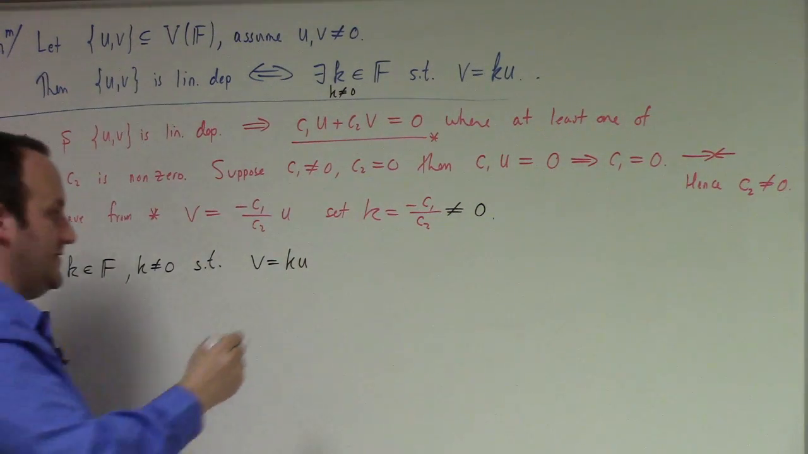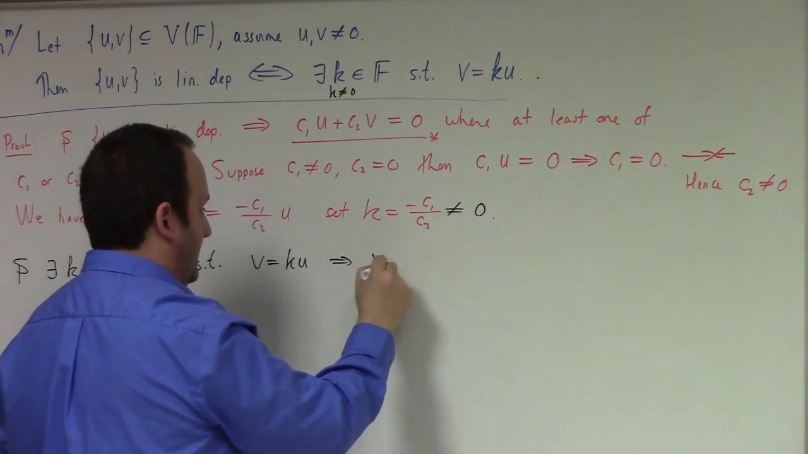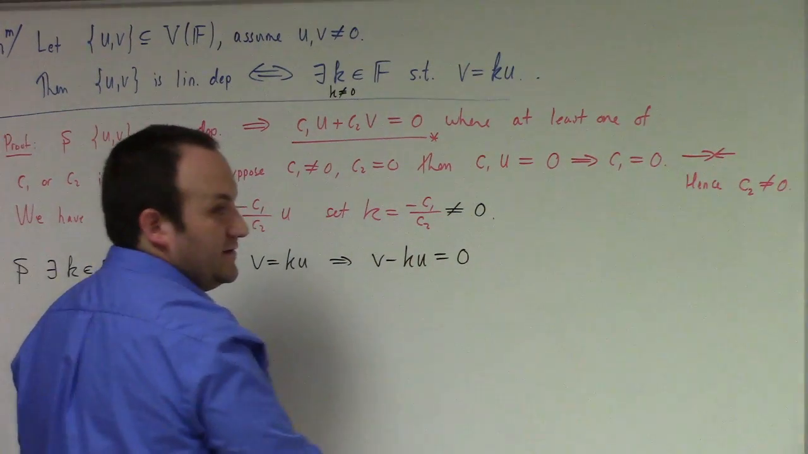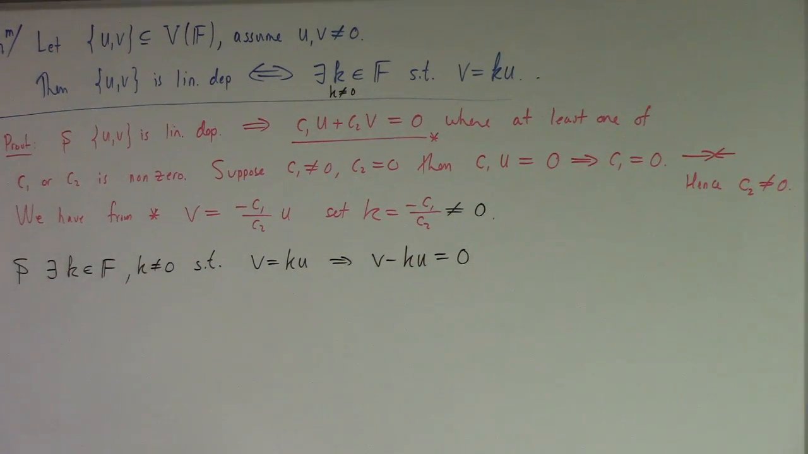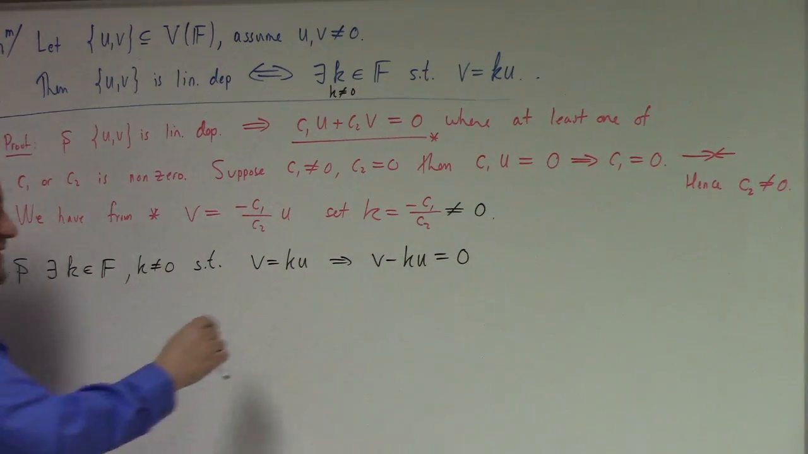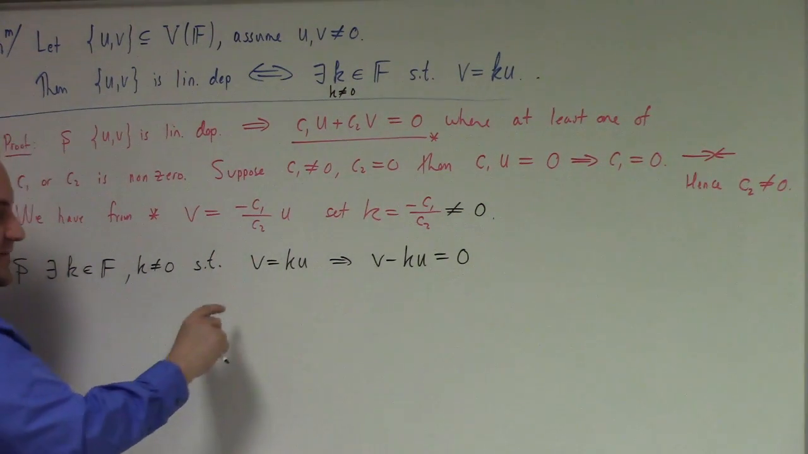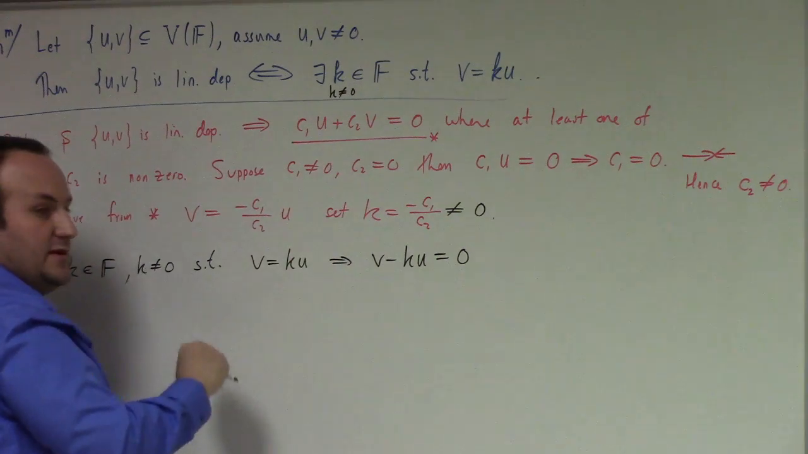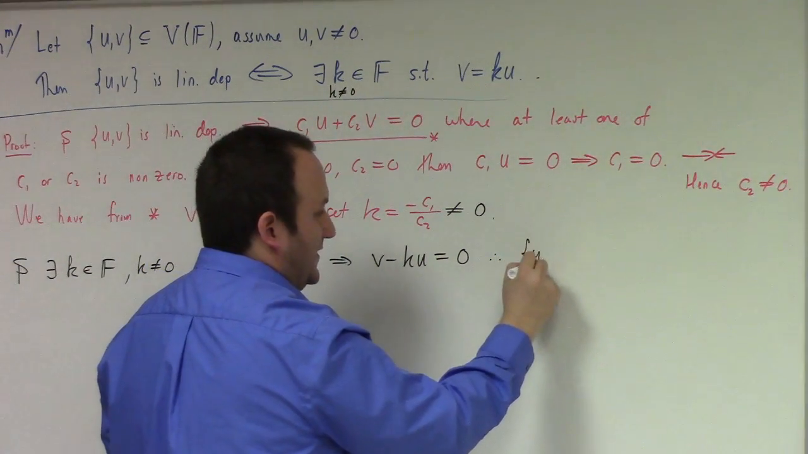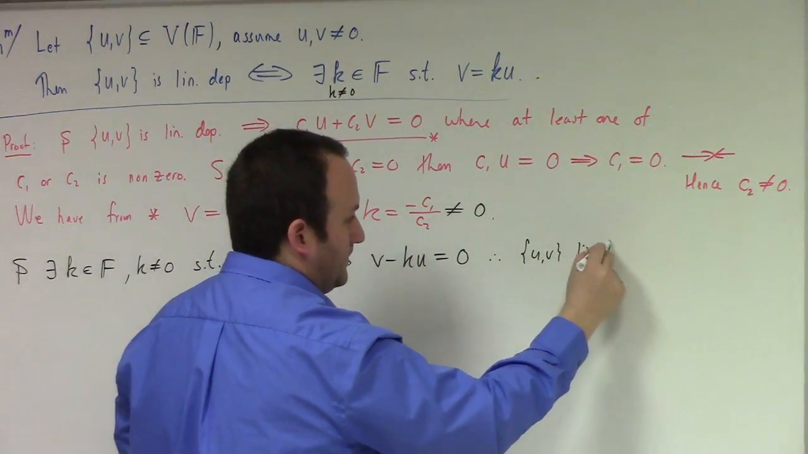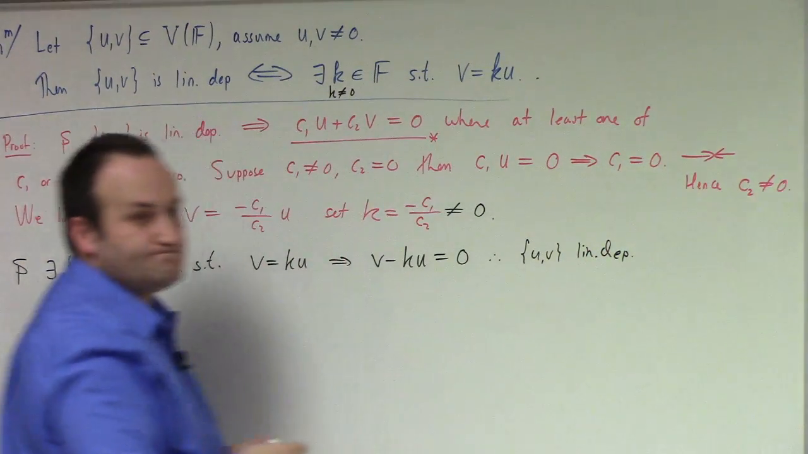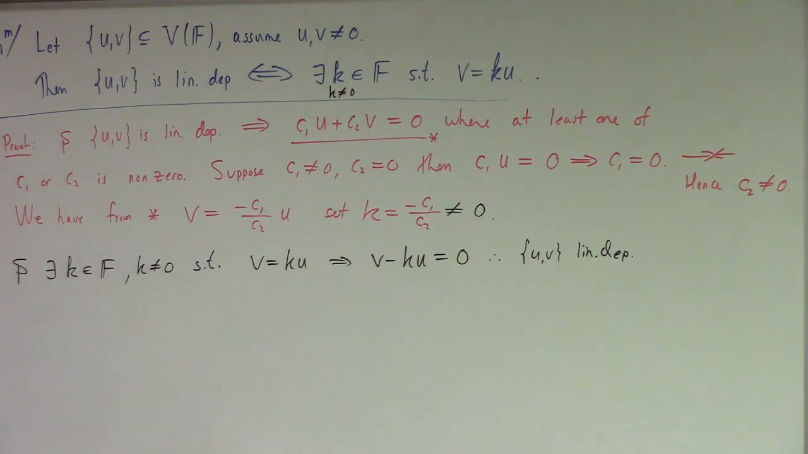Well, we're almost done already. This implies that v minus ku is equal to 0. But that's a linear dependence, right? Actually, as Curtis defines it, even this is a linear dependence. So you might wonder why I write anything else. Anyway, whatever you take as being basic linear dependence, clearly we have a linear dependence between u and v. So u and v is a linearly dependent set. All right? And so there you go. Any questions about this one? All right.